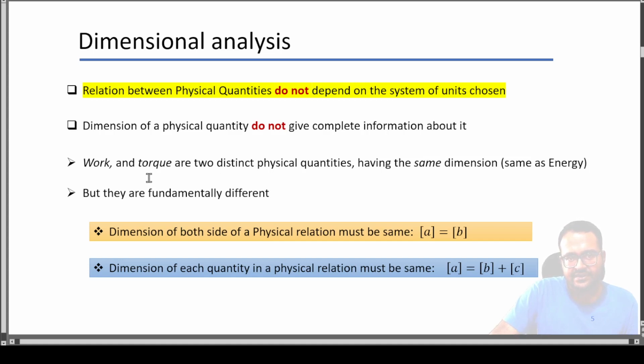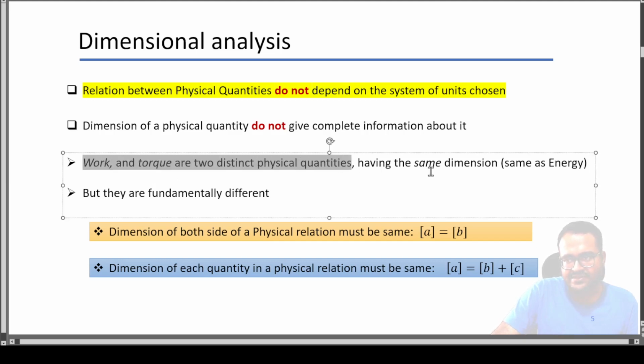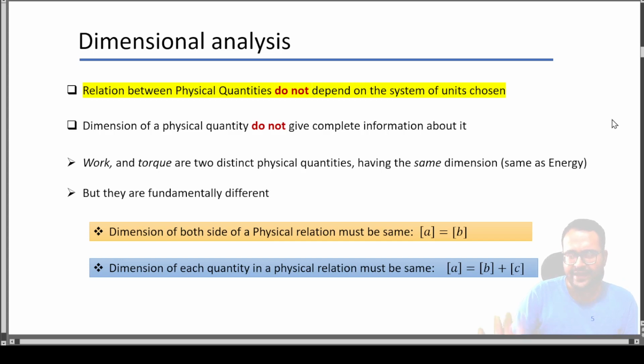Many quantities we have have the same dimension. You see, work and torque are two distinct physical quantities. Nowhere are they proportional or anything, but they have the same dimension, which is the same as energy. So energy, work and torque have the same dimension, but they are totally different.